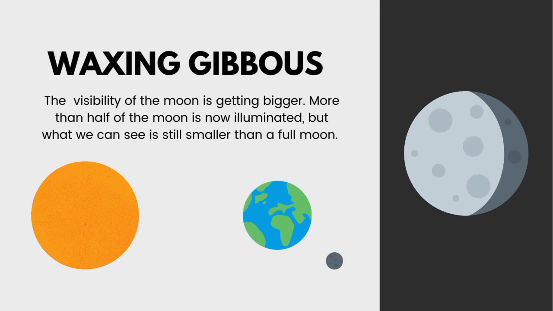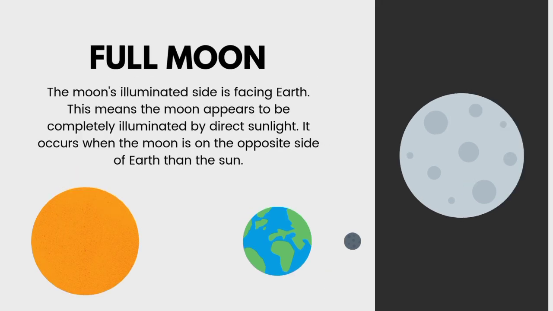Waxing gibbous. The visibility of the moon is getting bigger. More than half of the moon is now illuminated, but what we can see is still smaller than a full moon. Full moon. The moon's illuminated side is facing Earth. This means the moon appears to be completely illuminated by direct sunlight. It occurs when the moon is on the opposite side of Earth from the sun.